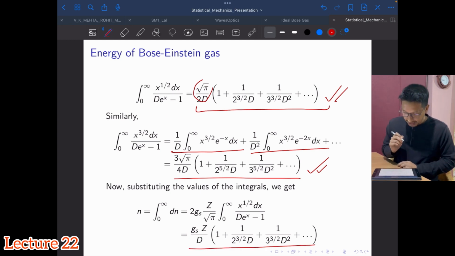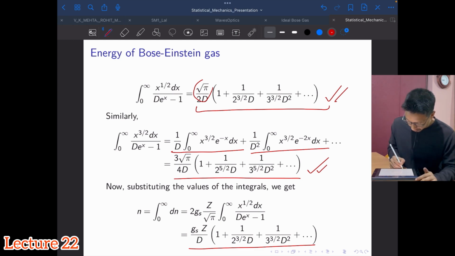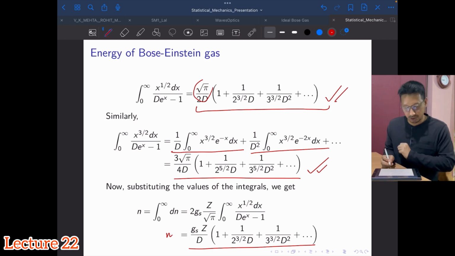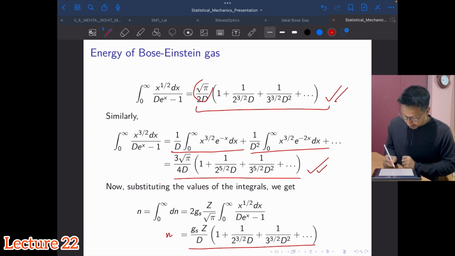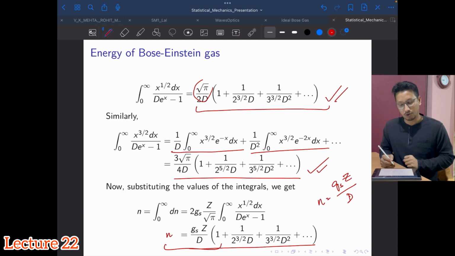Now this is one of the very important expressions, you must write it down. If your d is really large and we retain only up to the first term, then the number of particles N will be given by gs z by d. Why am I putting attention to this? Because I will be using this term.